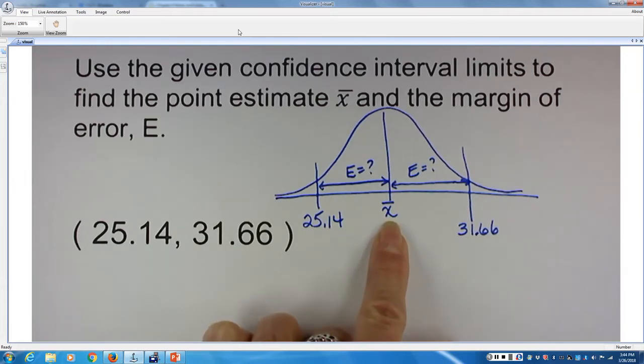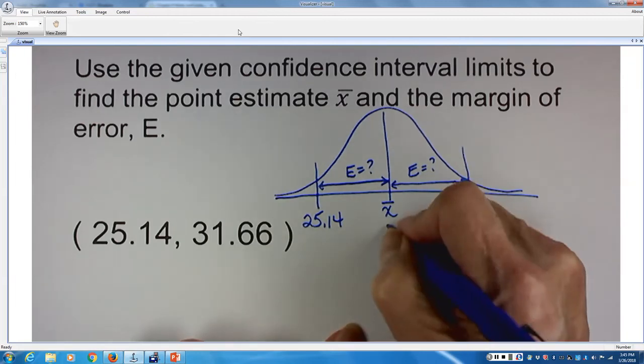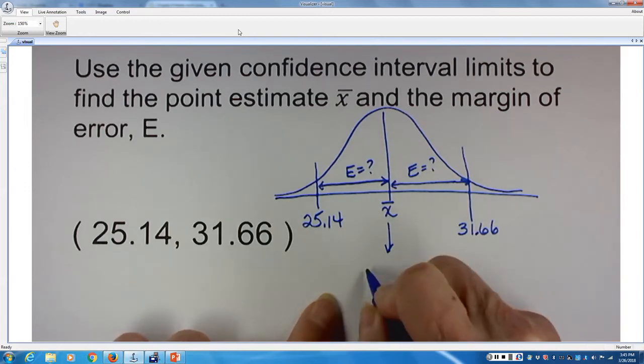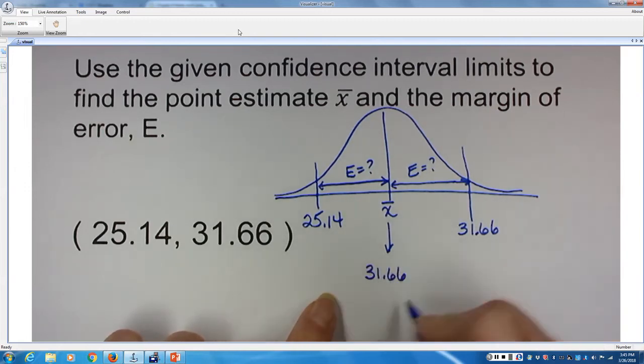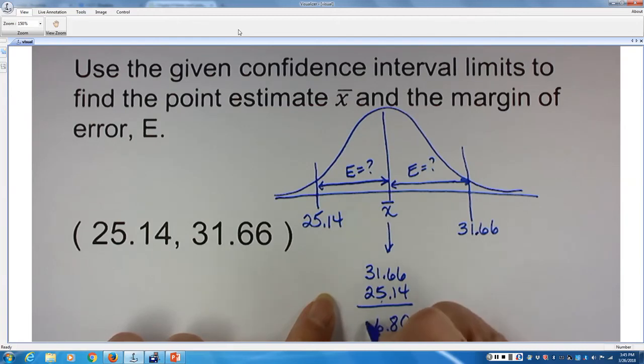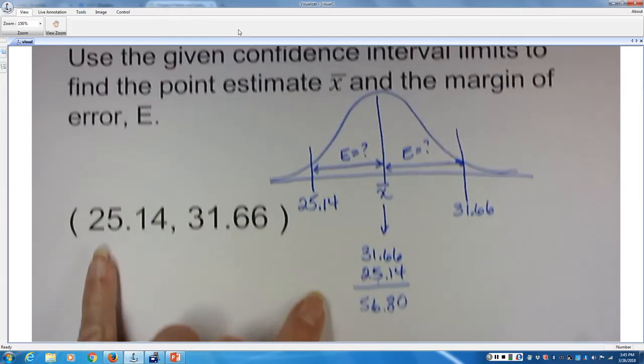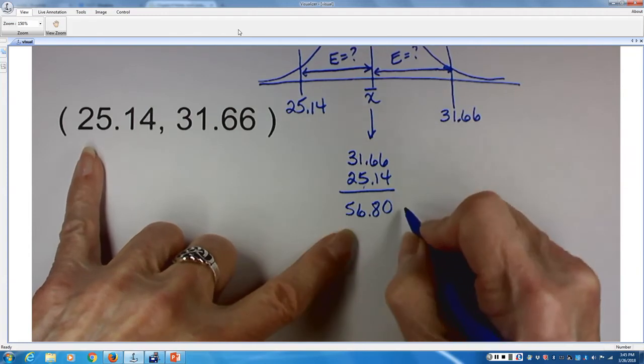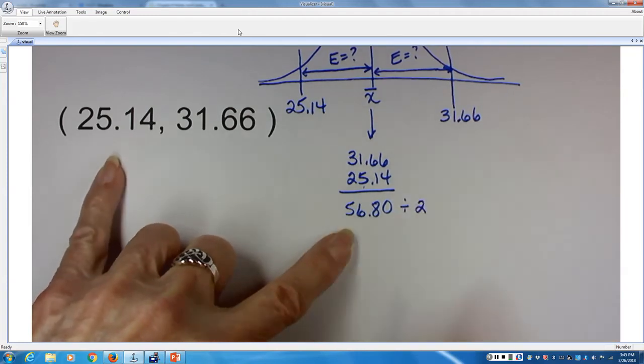Where do we find the mean? That's right. You're finding the midpoint of the confidence interval. You add those two endpoints together and divide by 2. So X bar, you add 31.66 to 25.14 and get 56.80. And we divide 56.80 by 2, what do you get?